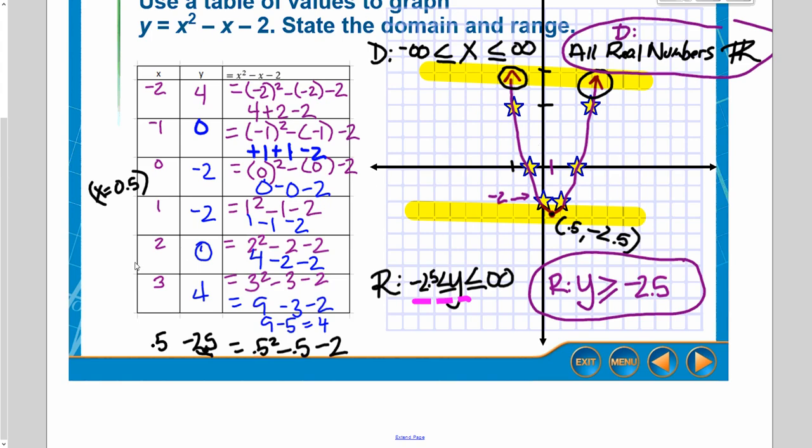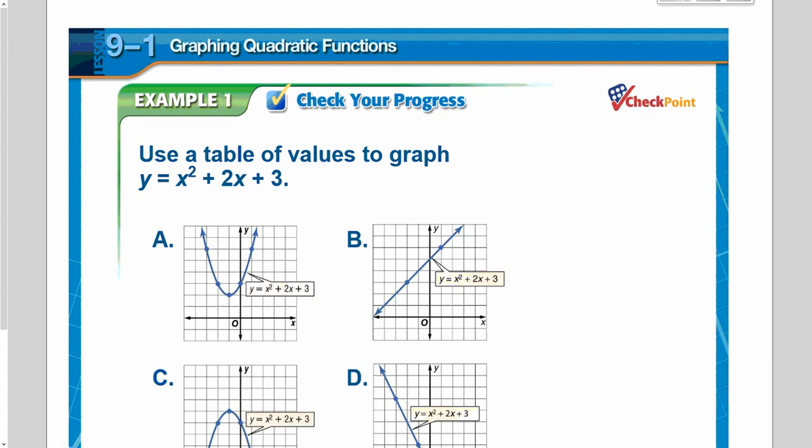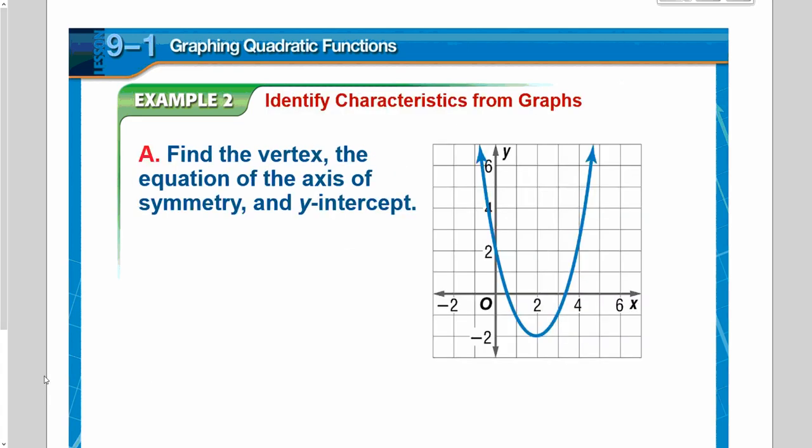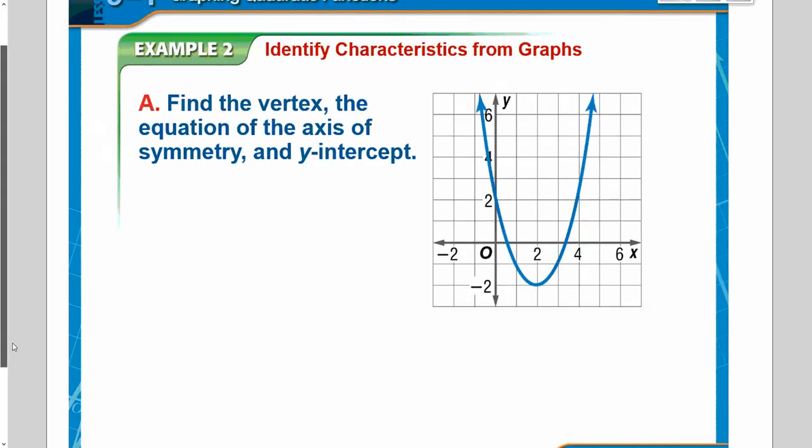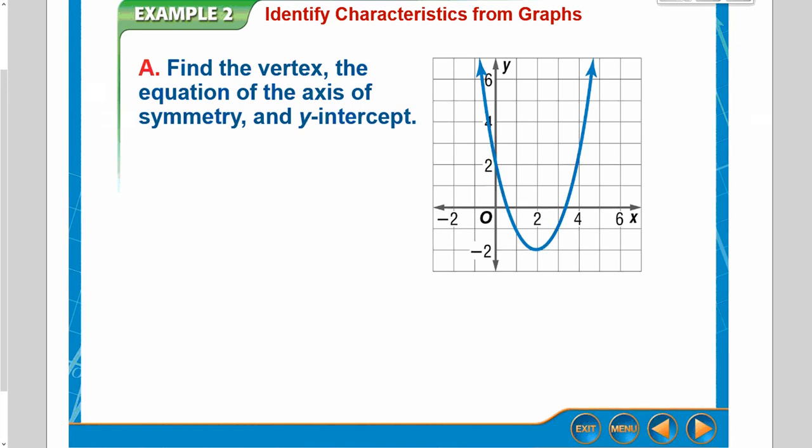All right, let's go ahead and look at another one. Example number 2, we want to find the vertex, the equation of the axis of symmetry, and the y-intercept. So first of all, the vertex right here is either the tippy top or the very bottom, okay? So what I'm going to do is, that's our very bottom. It's definitely a nice minimum. Of course, they didn't ask for that yet, but okay.